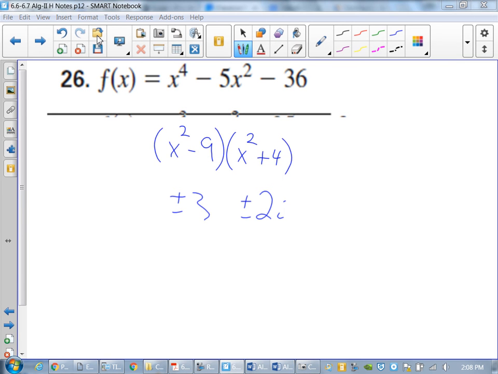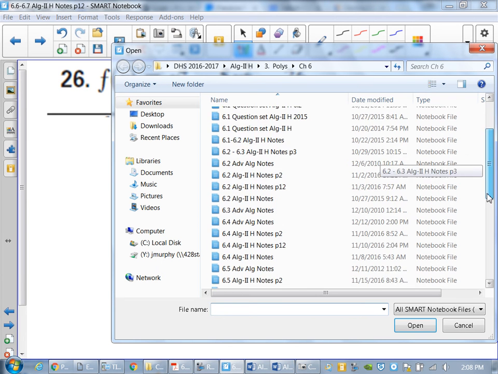And this kind of re-emphasizes the whole idea of why I kept asking you the differences between terms and zeros.